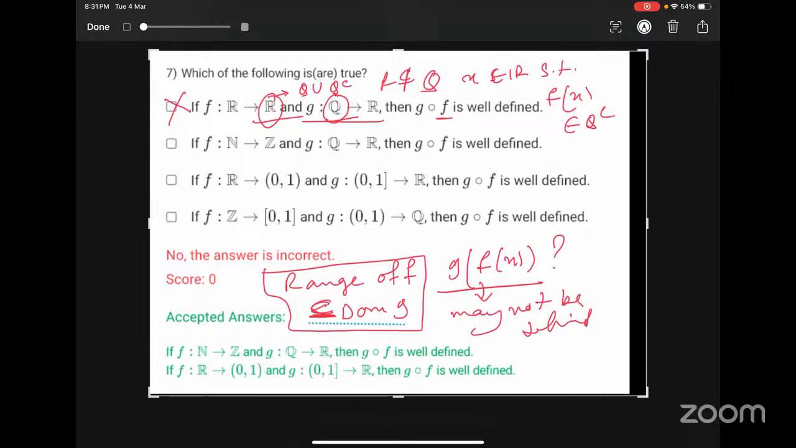Yes. Z is a subset of Q. Correct. Z is a subset of Q. So this function will be well defined, right? What about the third?